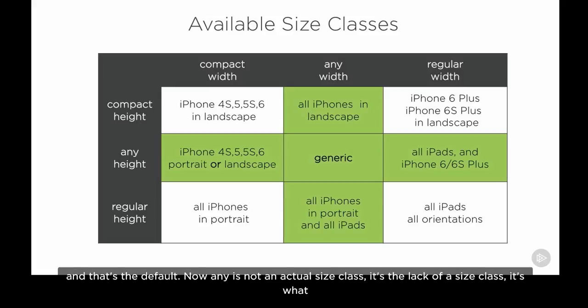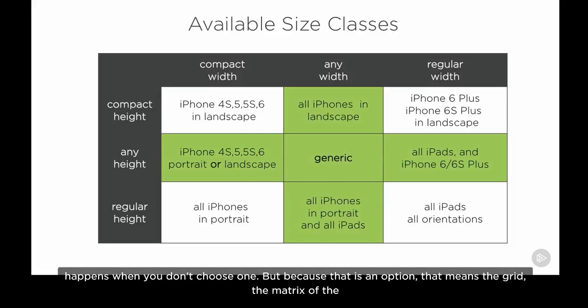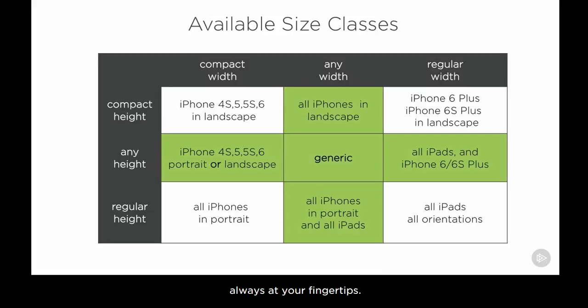Now, any is not an actual size class, it's the lack of a size class. It's what happens when you don't choose one. But because that is an option, that means the grid, the matrix of the available devices is quite wide. Now, the great thing is you don't have to remember this because it's always at your fingertips.